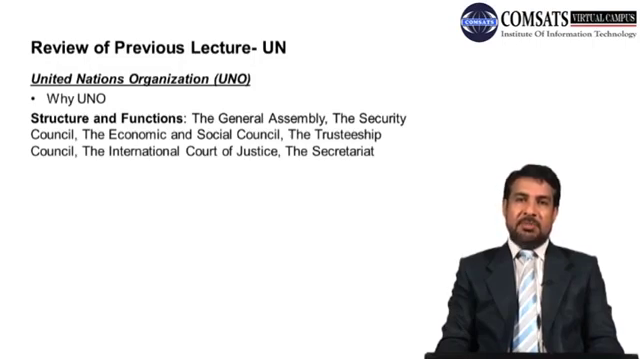Along with this, it passes the budget of the United Nations. It also elects the non-permanent members of the Security Council as well as the judges for the International Court of Justice. Then the second organ is the Security Council, which is the executive organ of the United Nations, and it has 2 kinds of members. One is permanent, the second is non-permanent.